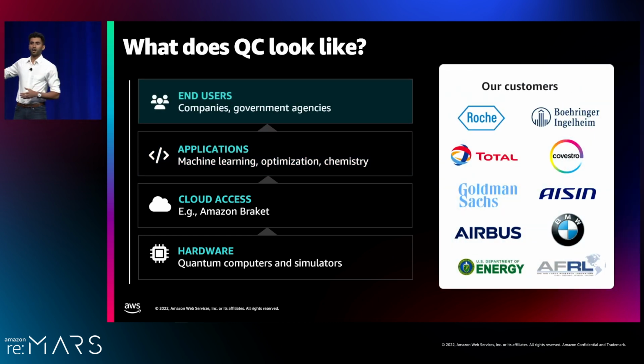And finally, at the very top, you have the end users. These are companies and organizations that have hard problems and are looking for quantum computing to solve them. These are some of the companies that we work with. You can see representatives from pharma, from energy, from finance, transportation, manufacturing. All of these companies are investing today because they don't want to fall behind like so many companies did with machine learning.